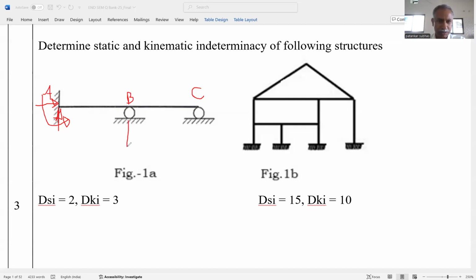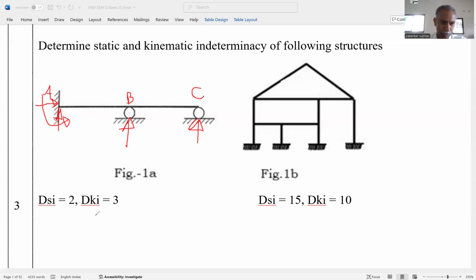At support B, there is a reaction in the vertically upward direction, that is perpendicular to the plane, as a roller is there. And at support C also, again there is a vertical reaction. So R is equal to 3 plus 1 plus 1, that is 3 plus 2, that is 5.